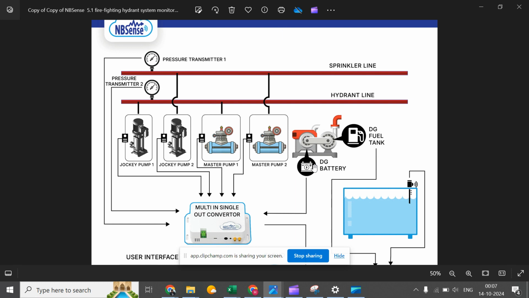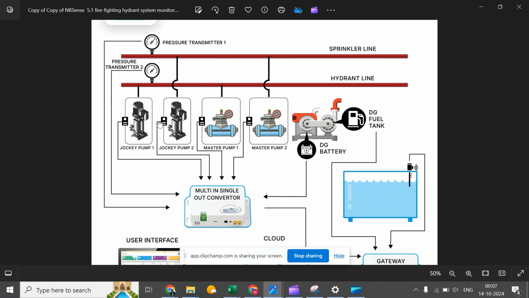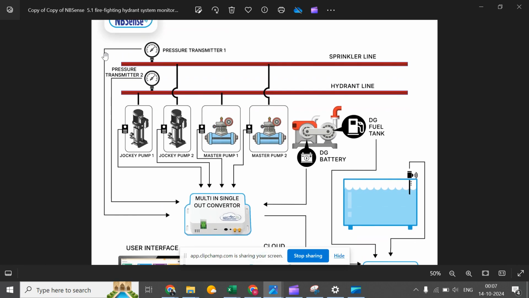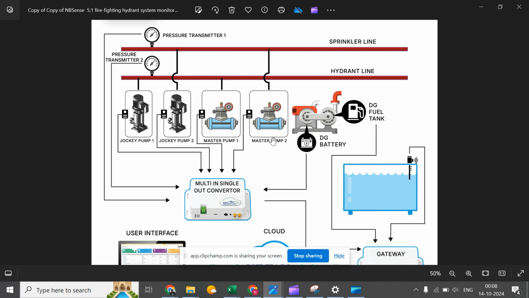In our monitoring system, the first thing we detect is the real time pressure of both lines, sprinkler and hydrant. That connection comes here to the multi-in single out converter. Another is the jockey pump's on off status, the operating times and all, which is detected by these sensors. Also the master on off status and power condition.